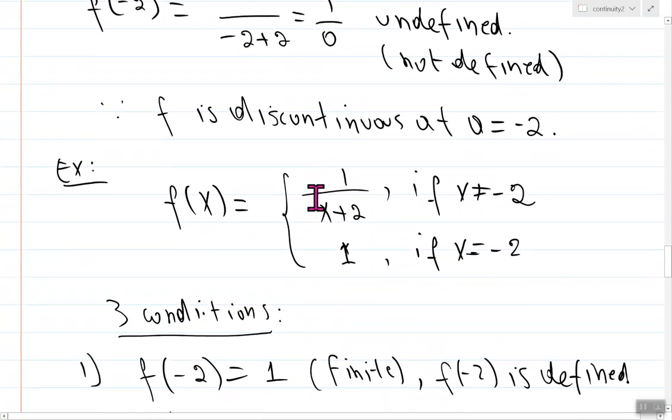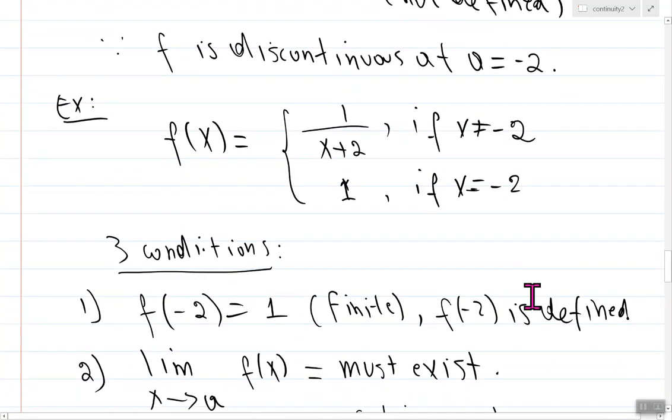Now this time we're dealing with a piecewise function. So f of x equals 1 over x plus 2 when x is not negative 2. And the function f of x is exactly 1 when x is exactly equal to negative 2. Is this function continuous at a equals negative 2? So that's the question. Since it's a piecewise function, we have three conditions to verify.